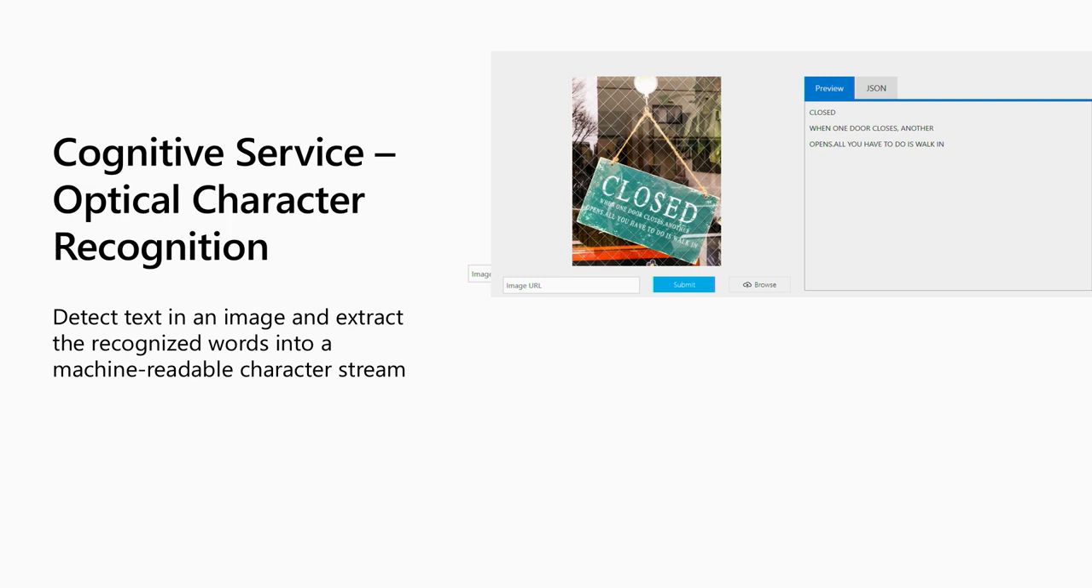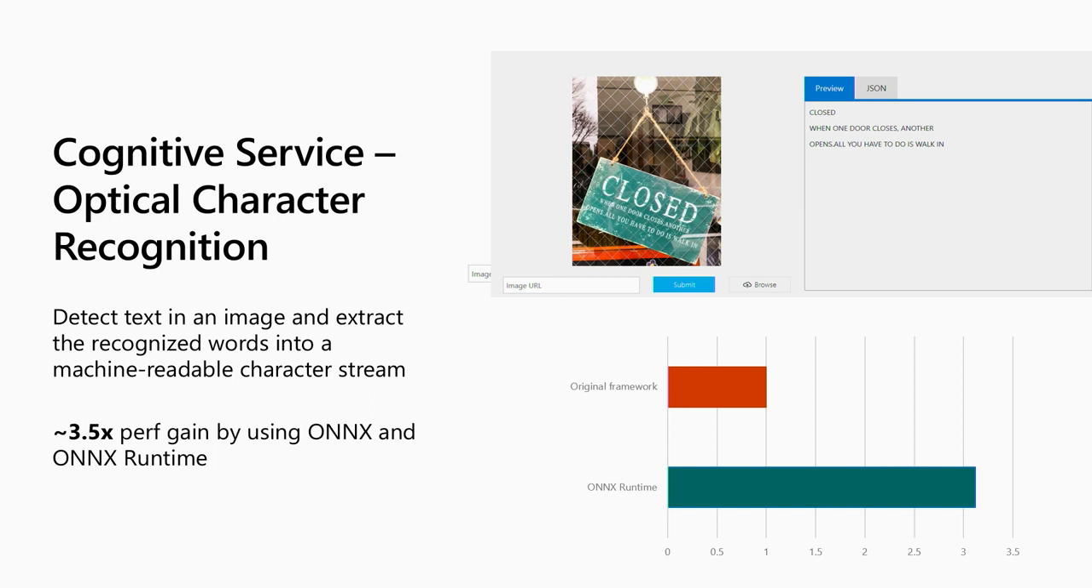Actually, the quality of the OCR cognitive service of Microsoft is pretty competitive in the market. But we were lagging behind in terms of latency and performance. And with ONNX and ONNX Runtime, we are able to speed up this model by 3.5 times, which makes our cognitive service very competitive in both quality and performance.